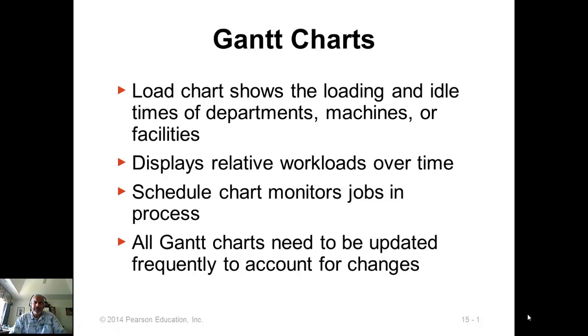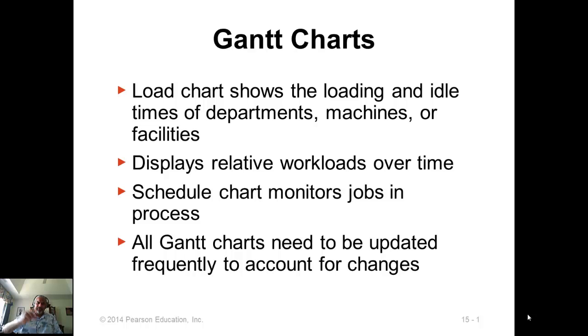Next is Gantt charts. Gantt charts are also a monitoring tool, but they can also be used as a scheduling aid. It keeps track of how much capacity is available in each machine, and because it keeps track of the available capacity, it can be used to load new jobs into the machine. So the load chart shows the loading and idle times for departments and machines. So it displays the relative workloads over time. So the x-axis is time. So, schedule chart.